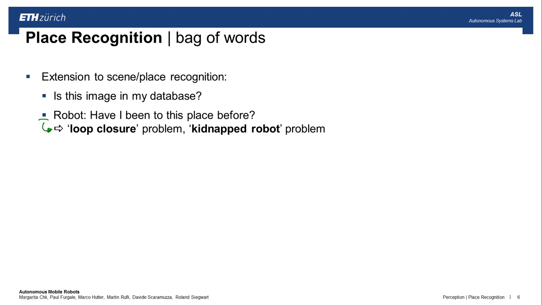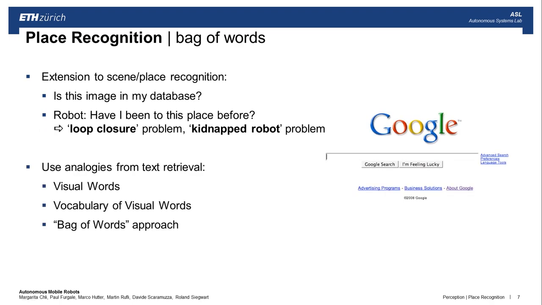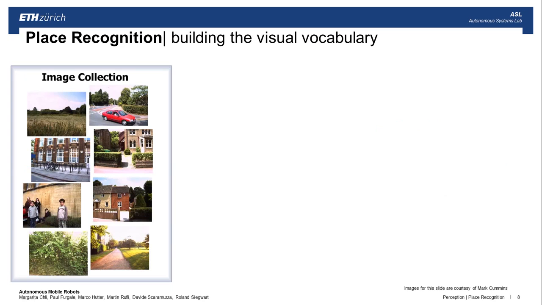In order to do this, we're going to use some analogies from text retrieval. So in the same way that Google does it for documents, we're going to look at visual words. We're going to look at what we mean by a vocabulary of visual words and essentially the bag of words approach. So let's look at how we build a visual vocabulary and what it actually means.